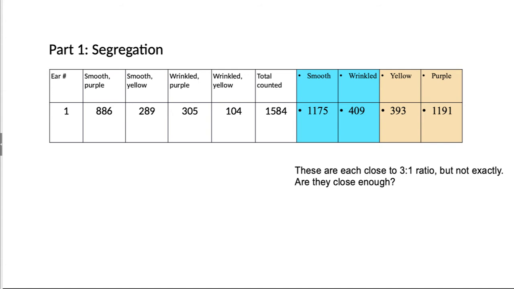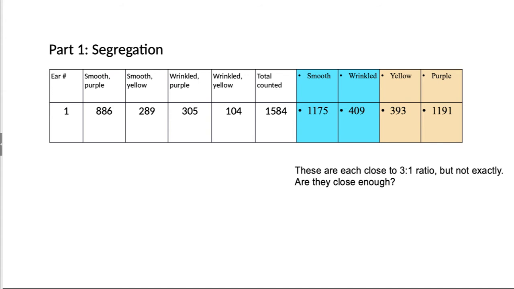So, despite having this approximate 3-to-1 ratio, we might want to know, is it close enough that we should accept that these are in fact Mendelian ratios, or is something going on that makes it a little bit different from 3-to-1? And so that's where statistics comes in.